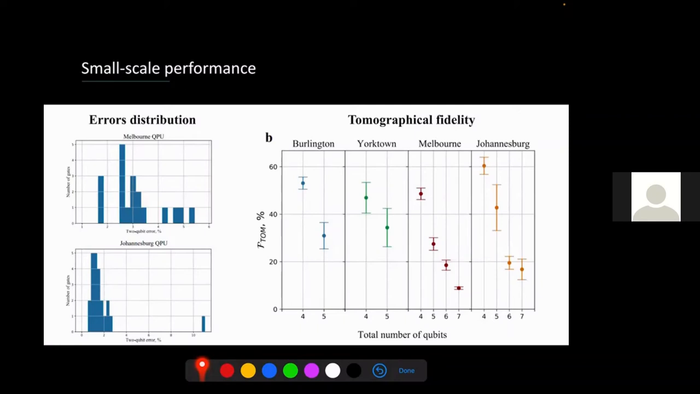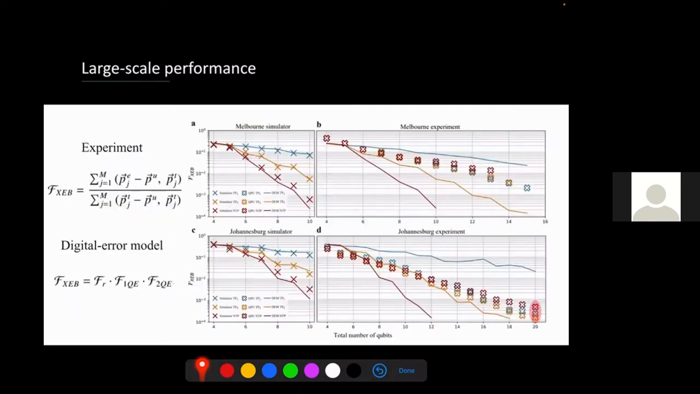But what we are interested in is large scale benchmarking and large scale performance. For that, we cannot actually get the final quantum state because it is an exponentially complex task. So we introduce a fidelity: after the projection measurement, we get a probability distribution, and we have this experimental probability distribution, the theoretical probability distribution, the probability distribution given by the noisy circuit, and the uniform distribution. This fidelity shows how much closer our experimental results are to the theoretical ones than to the uniform ones. And also we consider the digital error model, which is just the product of the fidelities of readout, single qubit gates, and two qubit gates.